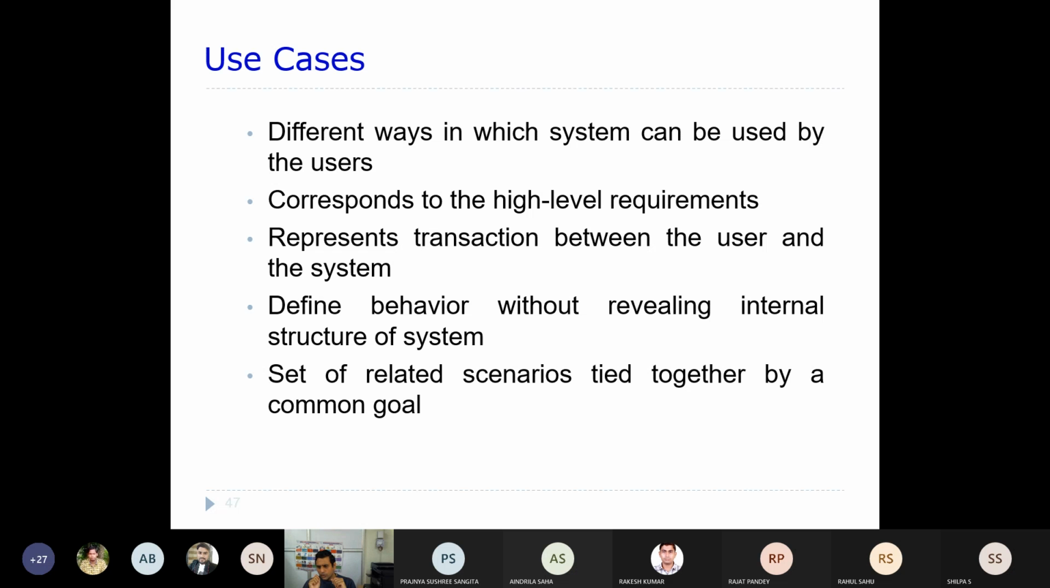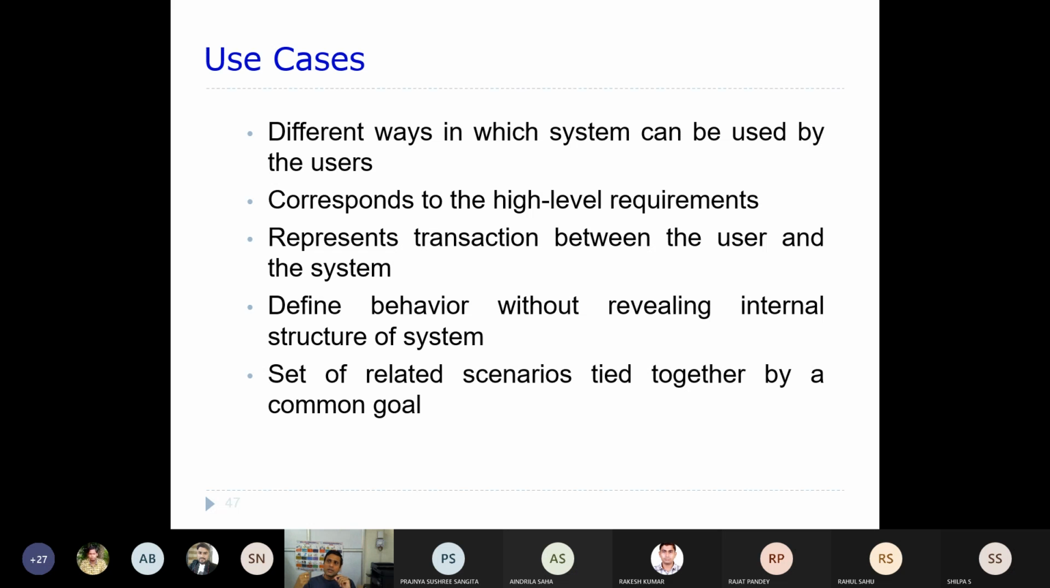So in order to withdraw money, what are the steps that you need to follow? First, you need to insert your debit card into the machine. Once you have inserted that debit card, you need to give your pin code. Once you have given your pin code, you will be taken into the main functionality, whatever you wanted to do. Let's say you wanted to withdraw money, so it will take you to the withdraw money option.